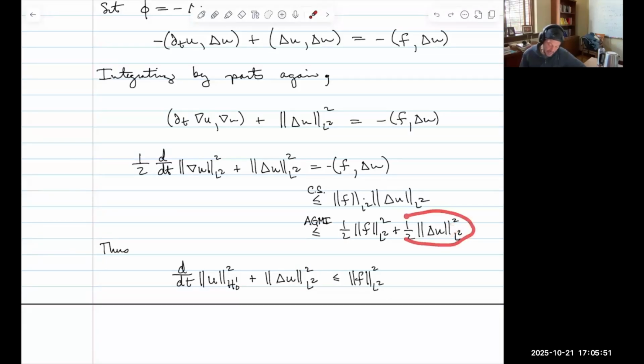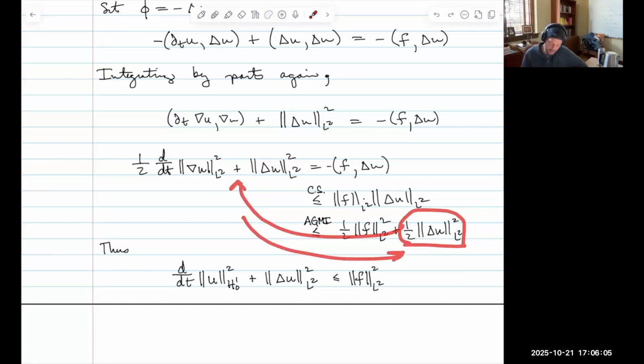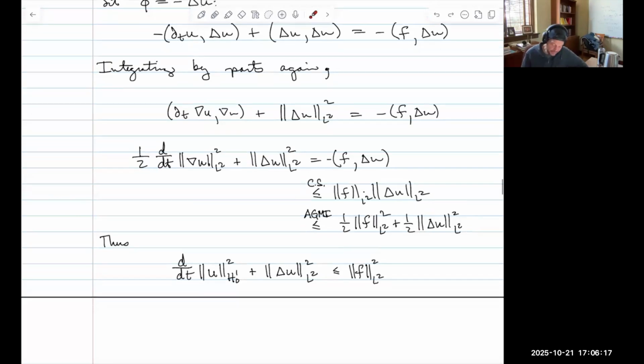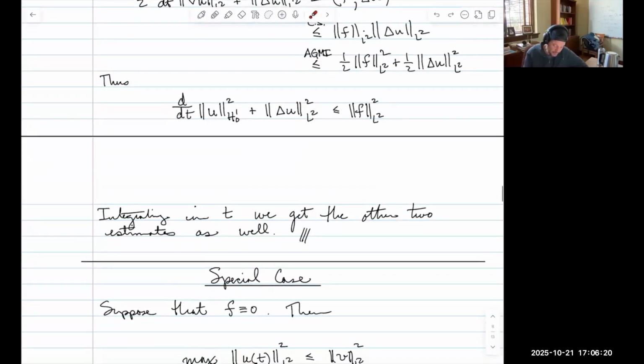I can take this guy, and the trick here is what we call hiding. We're going to push that term back over to the other side, because I want everything in U on one side and all the data stuff on the other side. So if I take that over to the other side, I get a half now on Laplacian U, but I have a half left over for every other term. I'm going to multiply by 2. That gets rid of it. And so I end up with this.